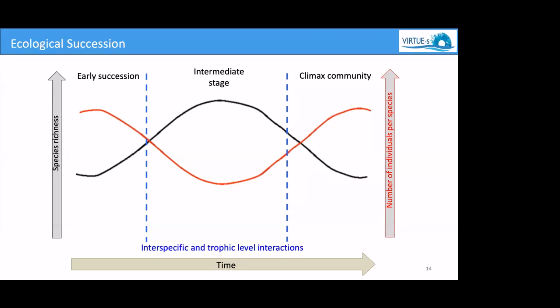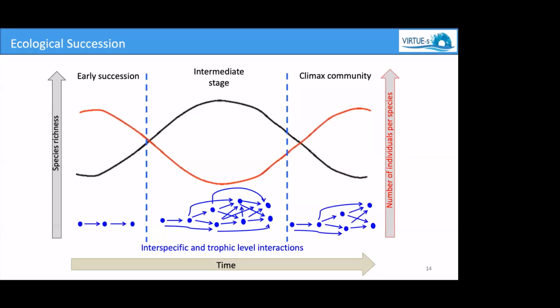Okay, in terms of interspecific and trophic level interactions, in the early succession, it is simple, and in the intermediate stage, it becomes more complex, and then it becomes simpler again in the climax community.